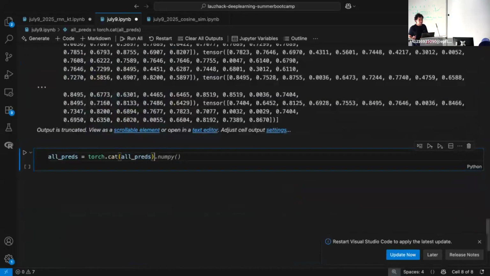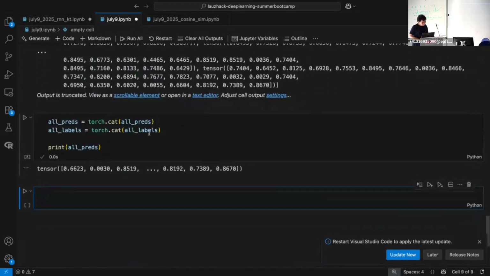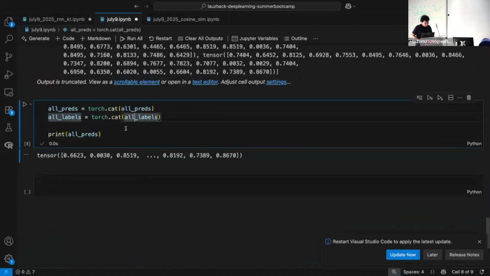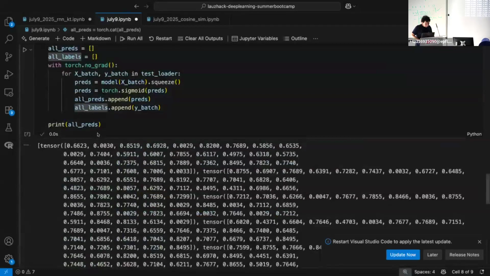Torch.cat, all preds. Cat is not cat or dog. Cat is categorized here. So when it's a torch.cat, it means that it would convert them between 0 and 1. And I also do it with all labels. And then, for example, if I now print all preds, you will see that it's still not. Wait. What happened?